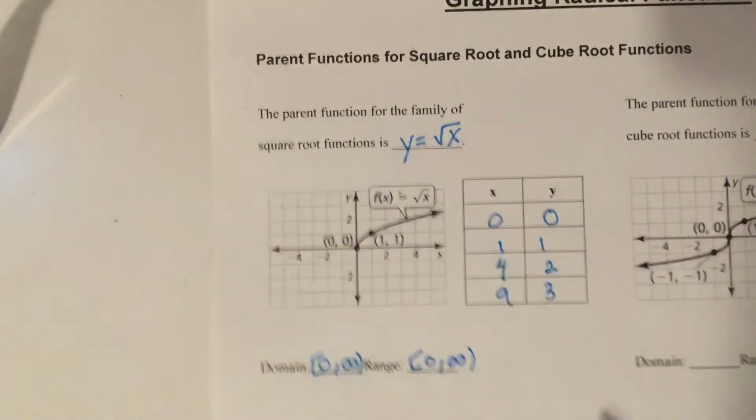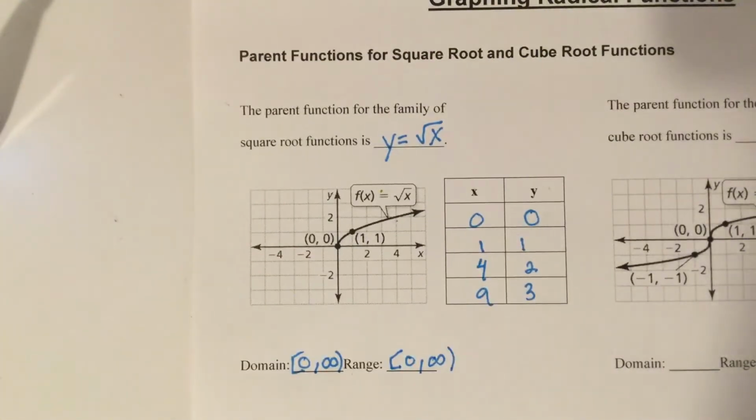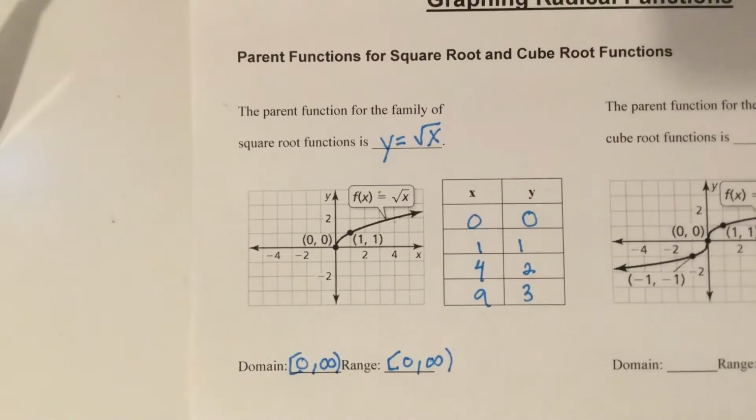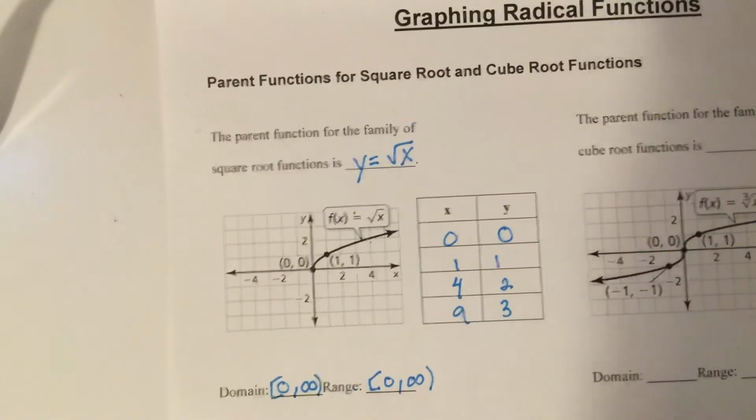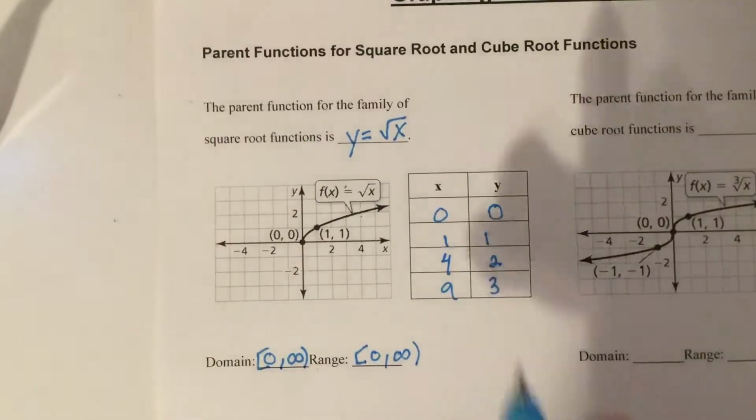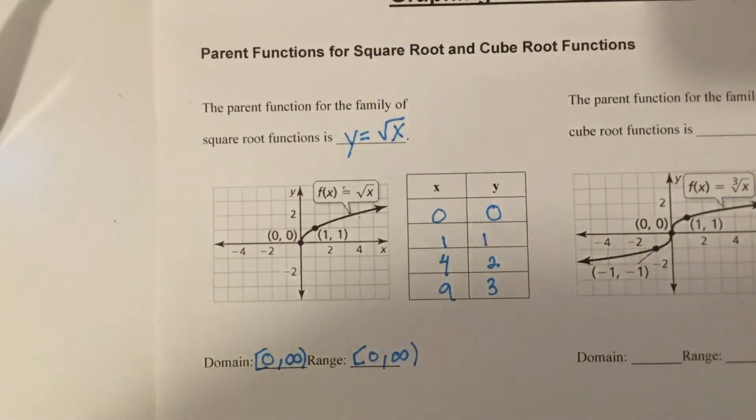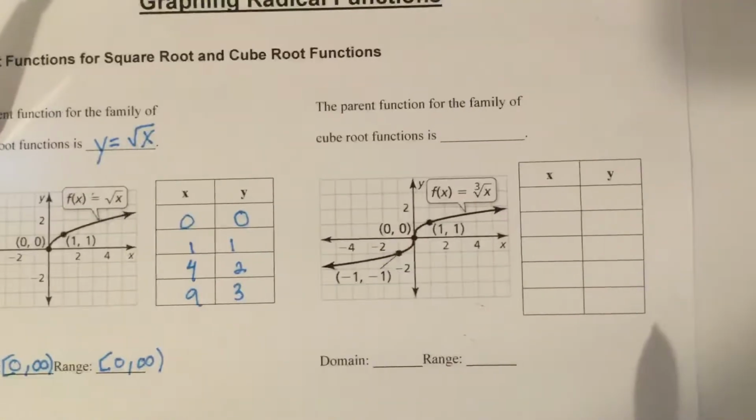Now there will be times when we do have negative numbers, and that's when we have reflections, and we're going to be talking about that in a second, along with transformations. That's a square root function. Okay, real simple, or easy. That's a parent function. This is the cube root function.